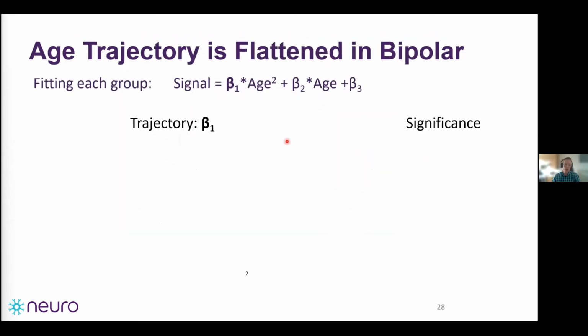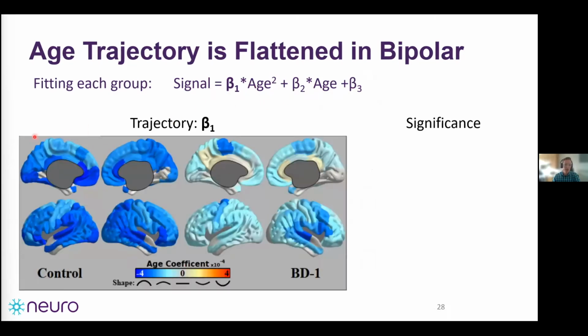So to better quantify and visualize the flattening of that trajectory, we fit each group with a general linear model, where we're really interested in just the coefficient of this age squared term, which really describes the curvature of that trajectory. So if we look at the controls, again, we know that's a strong inverted U, and we have a very negative coefficient. So that describes this inverted U shape. As we look towards bipolar disorder, this term trends towards 0, which indicates a more flat line. And this seems to be a global difference between the controls and bipolar subjects studied.